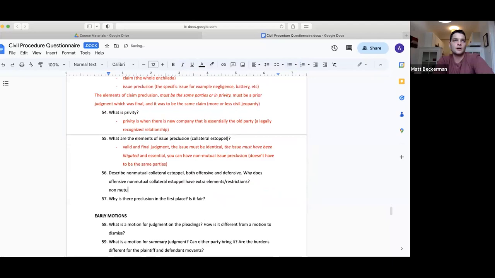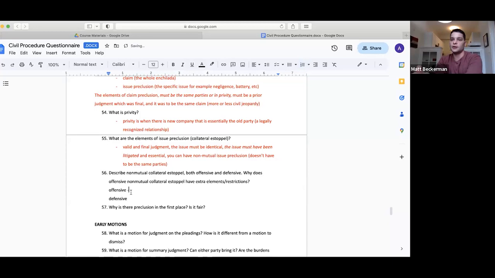Offensive is when you are party B, so there's the first lawsuit between party A and party B. There's an issue that was actually decided. Like, let's say it was a car accident and party B was found to be negligent. Then party C, who is not involved in the first suit, wants to offensively sue party B and wants the court to say they were negligent. We don't even have to prove it because they were already found to be negligent.